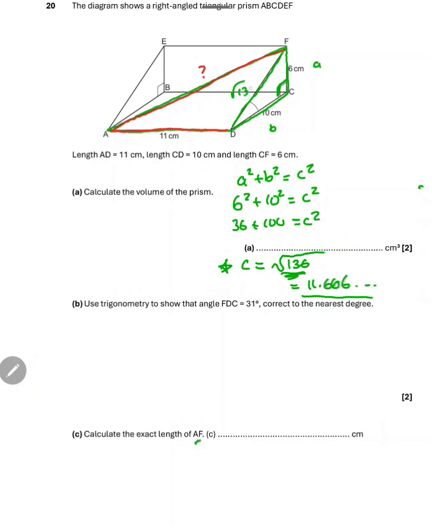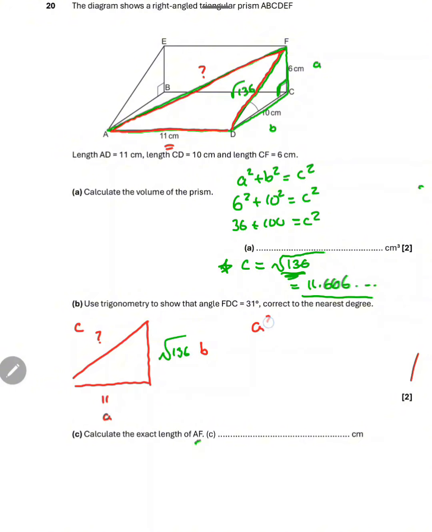This measurement here is root 136. Now I'm going to work on the red triangle because that's the thing I actually want, so let's just sketch that out again. This bottom measurement is 11. This side measurement is what I just found. That's root 136. Let's keep it exact so we don't lose accuracy marks. And then this is the thing I'm looking for. This is now my new A, B, and C.